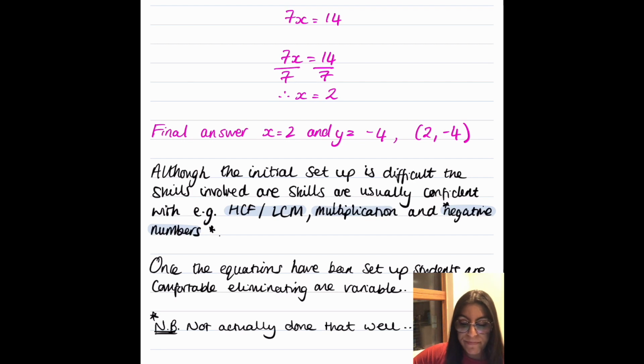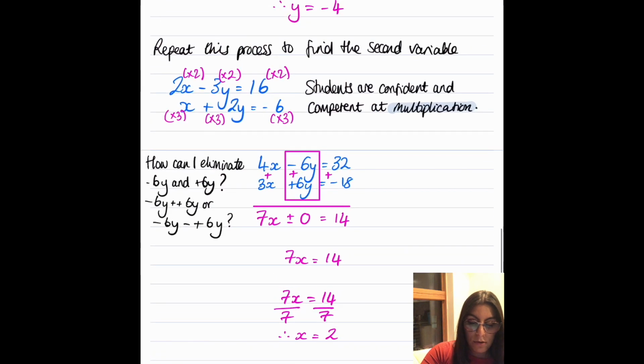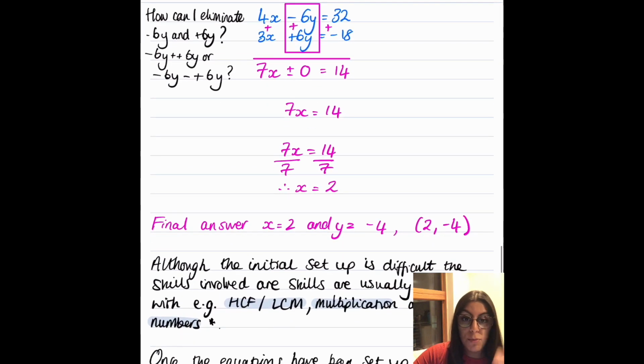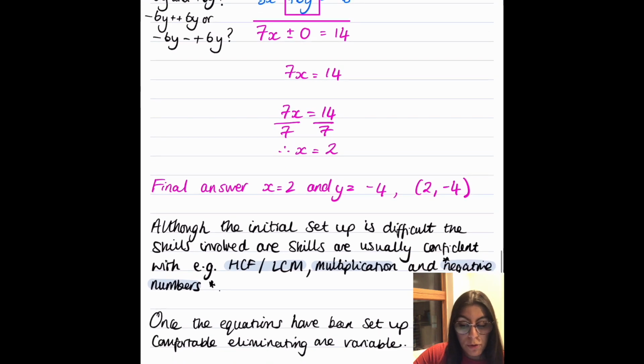So I've just put a little note here. Although the initial setup is difficult, what do I mean by that? I mean getting the scaling of these equations correct is more difficult and takes more time and has more working out required to it. It's using skills that you are already confident with, so using multiplication, something you are very good at normally. It's using skills like highest common factor, lowest common multiple. It will encourage you to use and to be confident with negative numbers and obviously multiplication.